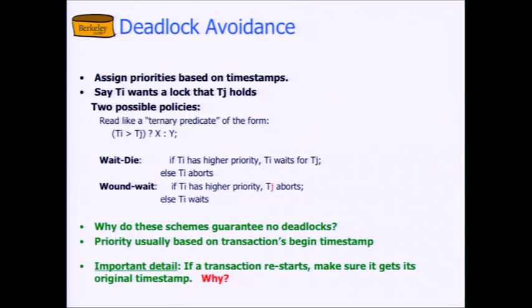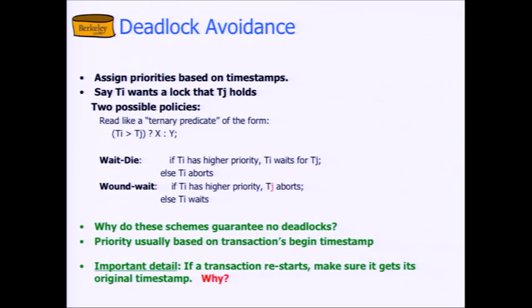An alternative, which isn't usually used but is worth knowing, is called deadlock avoidance. In this case, transactions are going to abort rather than potentially cause deadlocks, so they proactively cause aborts. We assign priorities to our transactions based on timestamps, typically the time when they do their first action. The first time they request a lock, we give them a timestamp, or maybe when they enter the system, we give them a timestamp.